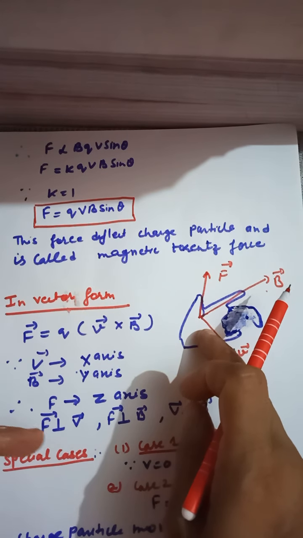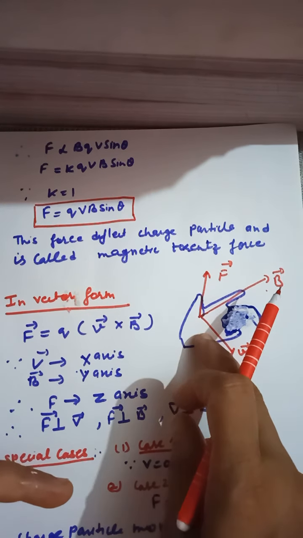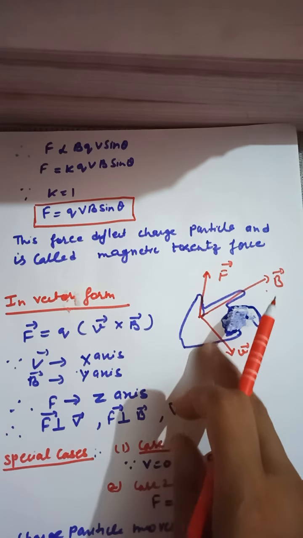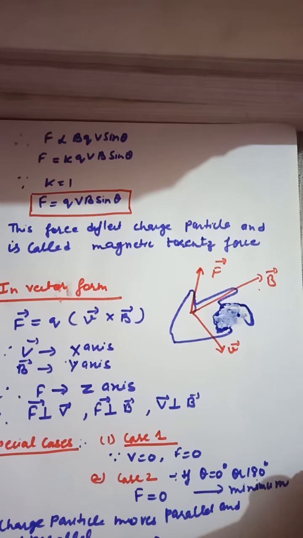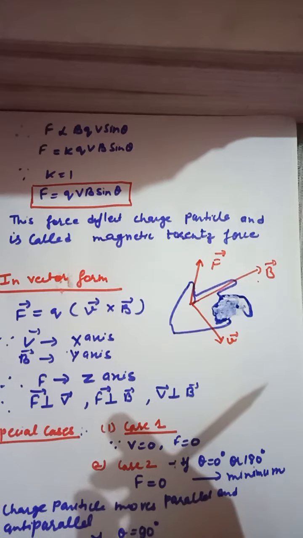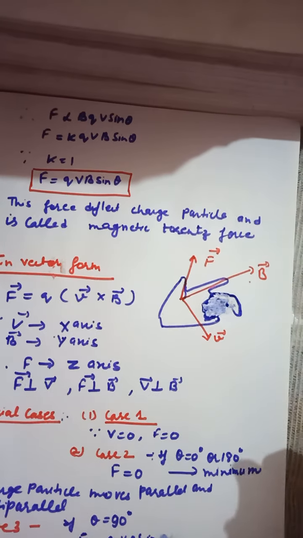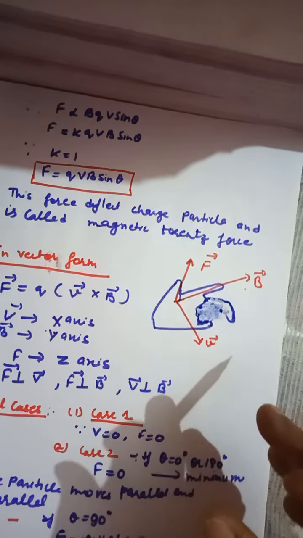The negative charge particle will move along the negative z axis, meaning along the perpendicular axis but in the opposite direction. Now here I am going to take the special cases. What are the special cases? These are the special cases.